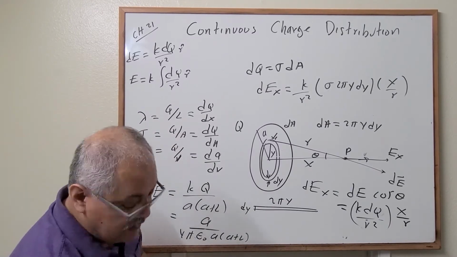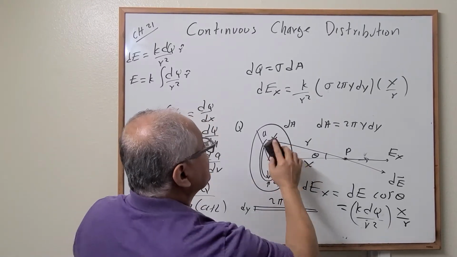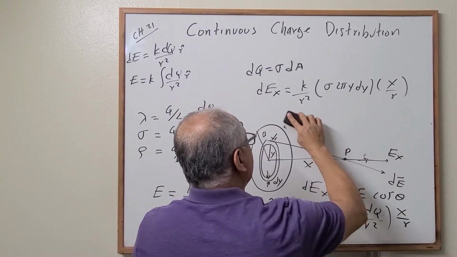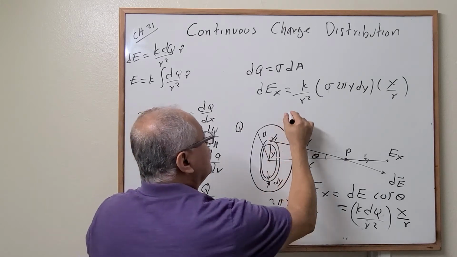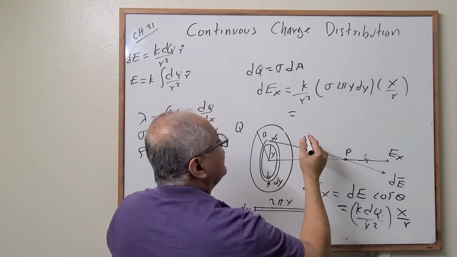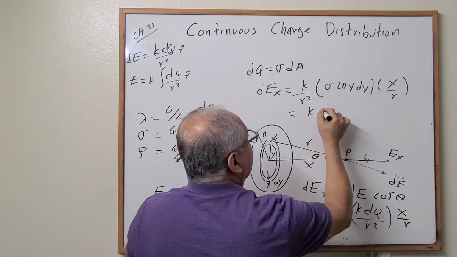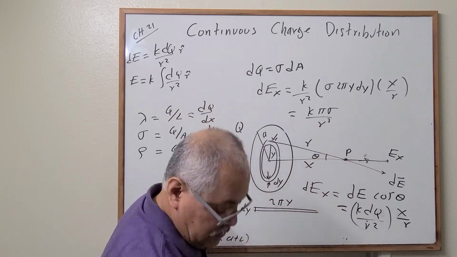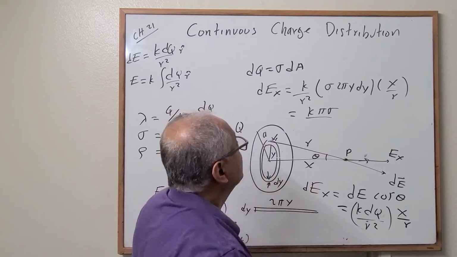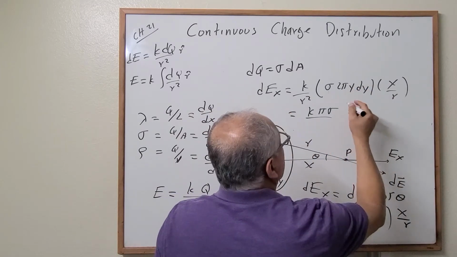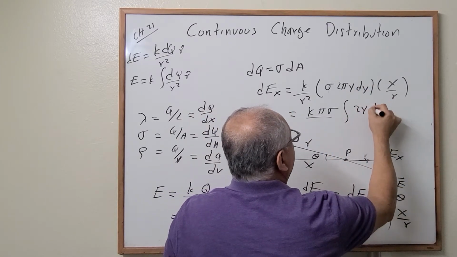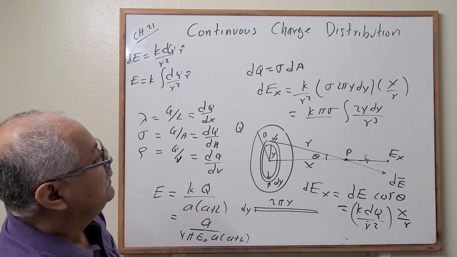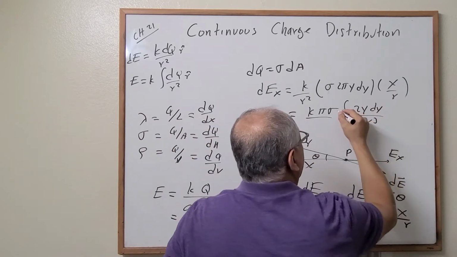Perfect. And then what do we have? Let's continue right here. Hopefully we have enough room. Okay, great. So this is equal to, let's arrange it in this way. It's going to be k pi sigma over r cubed. Not yet, r cubed. What else do we have? The integral of 2y dy over r cubed, correct? I missed x was right here.